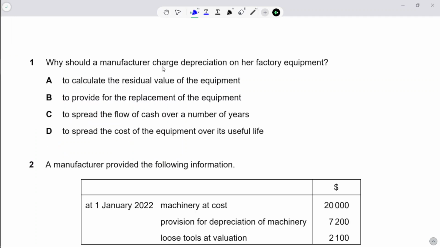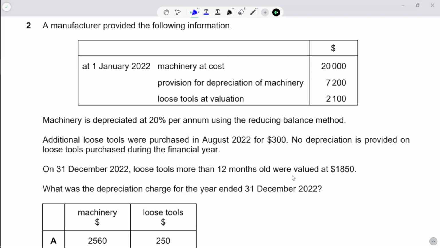Okay. Now let's go to first question. Why they say charge depreciation is actually to spread the cost over the useful life. Okay, now let's go to next question.